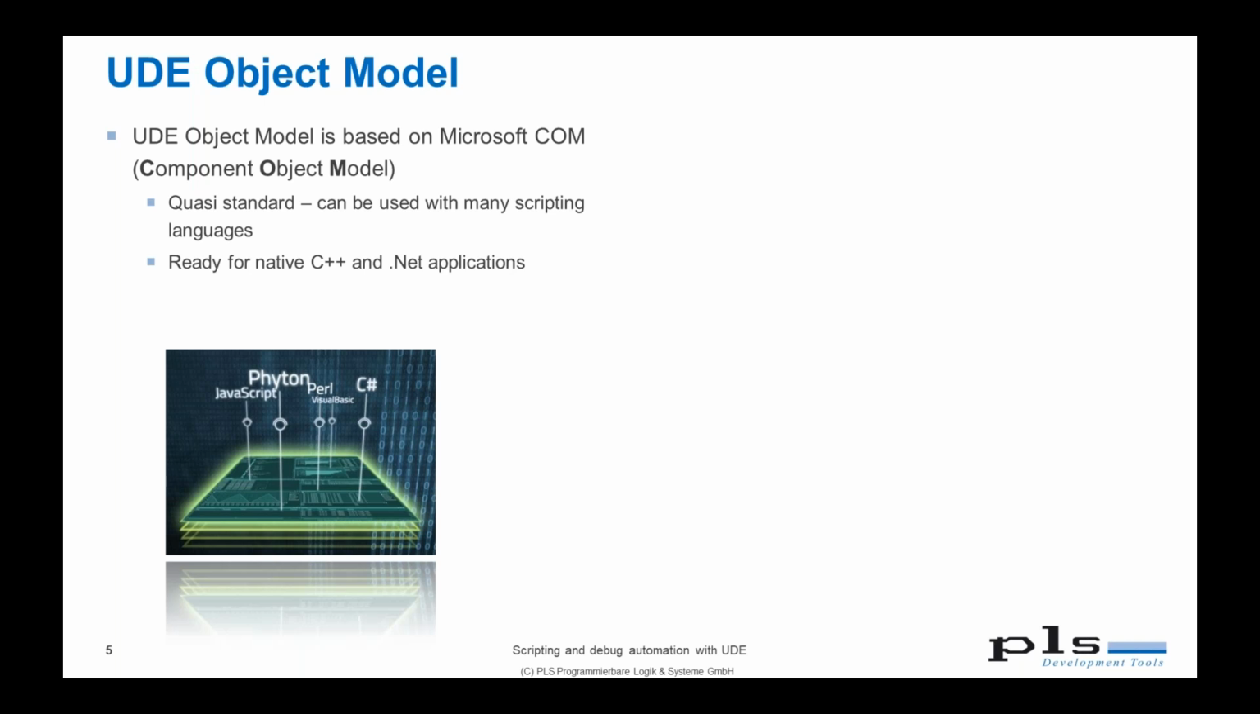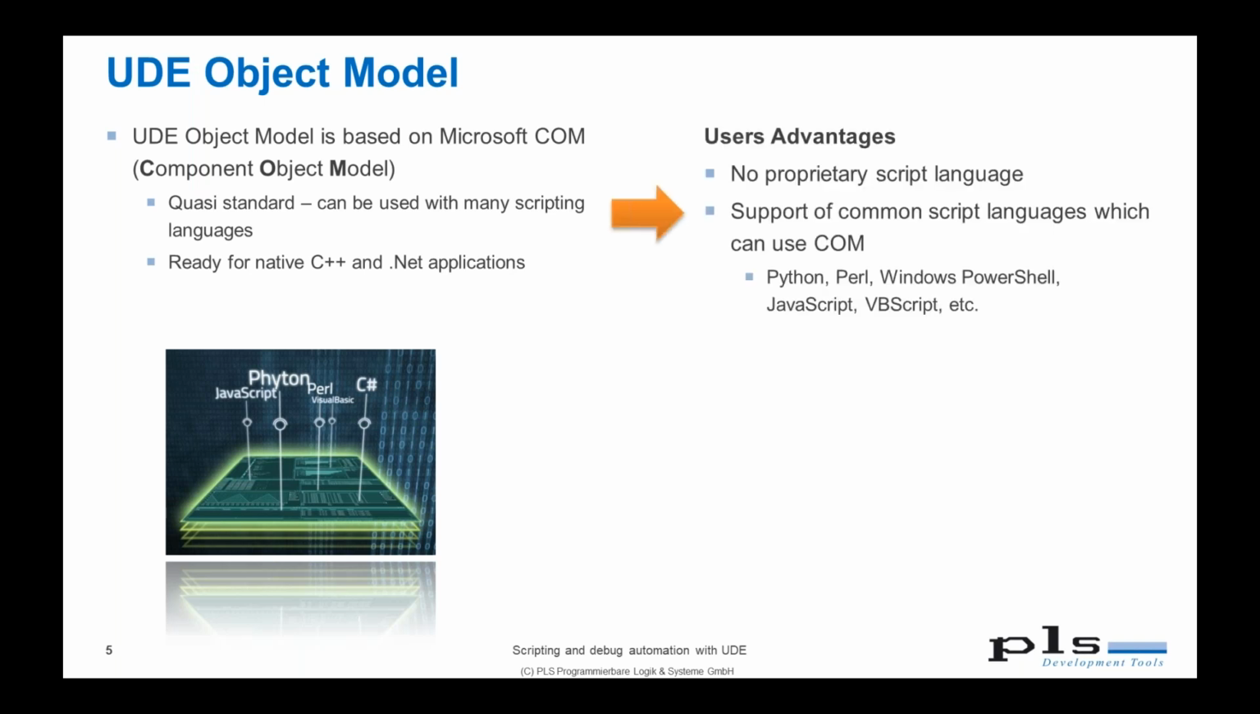The advantages of this Microsoft COM approach are that we do not need any proprietary script language. There is no need to learn a new scripting language provided by a debug tool vendor. There is support for almost all scripting languages that are very popular today, for example Python, Perl, PowerShell from Windows, JavaScript, maybe Visual Basic Script, and a lot of others.